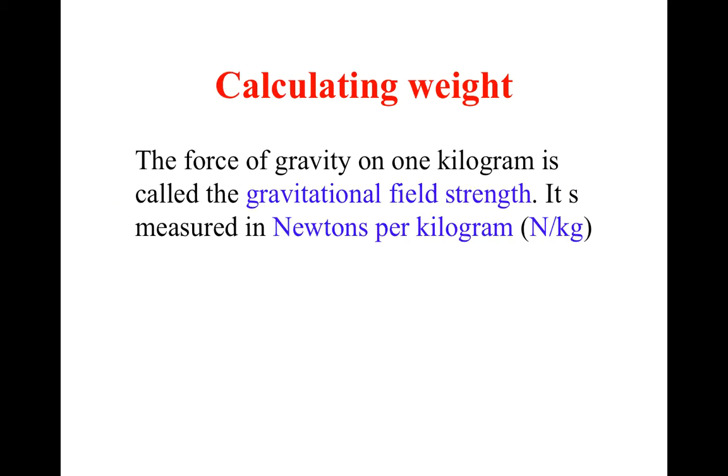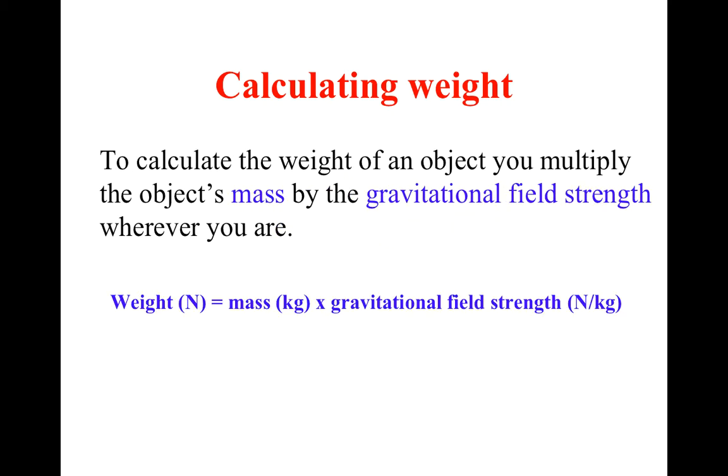So what I'd like you to do this lesson is learn how to calculate the weight of an object. So the force of gravity on 1 kilogram is called the gravitational field strength. It is measured in newtons per kilogram. To calculate the weight of an object, you multiply the object's mass in kilograms by the gravitational field strength in newtons per kilogram. And you will take that gravitational field strength from wherever you are. So if it's on Earth, it will have one value, but if you're on the Moon, it will be another.